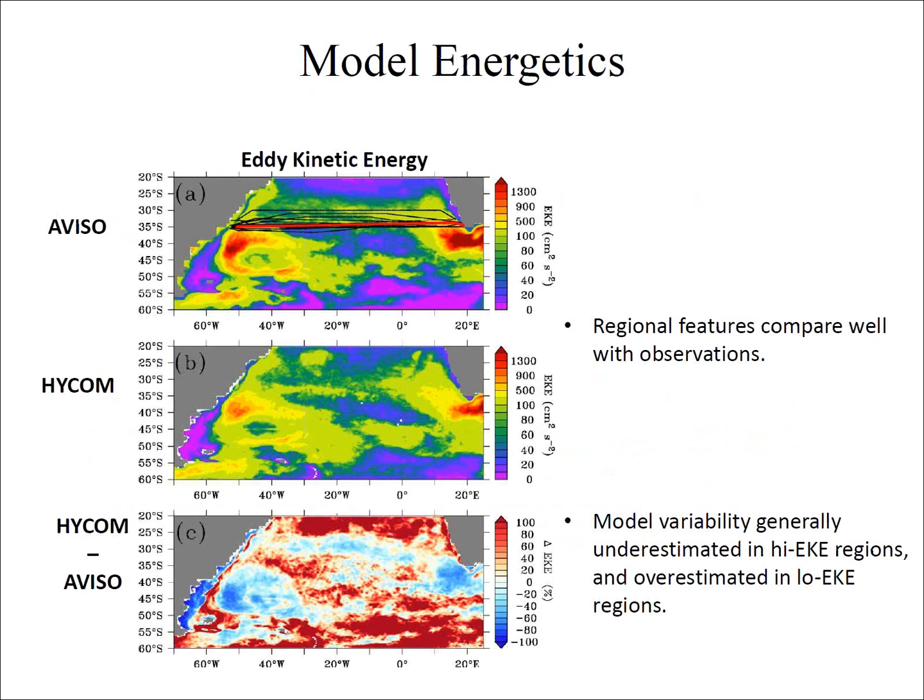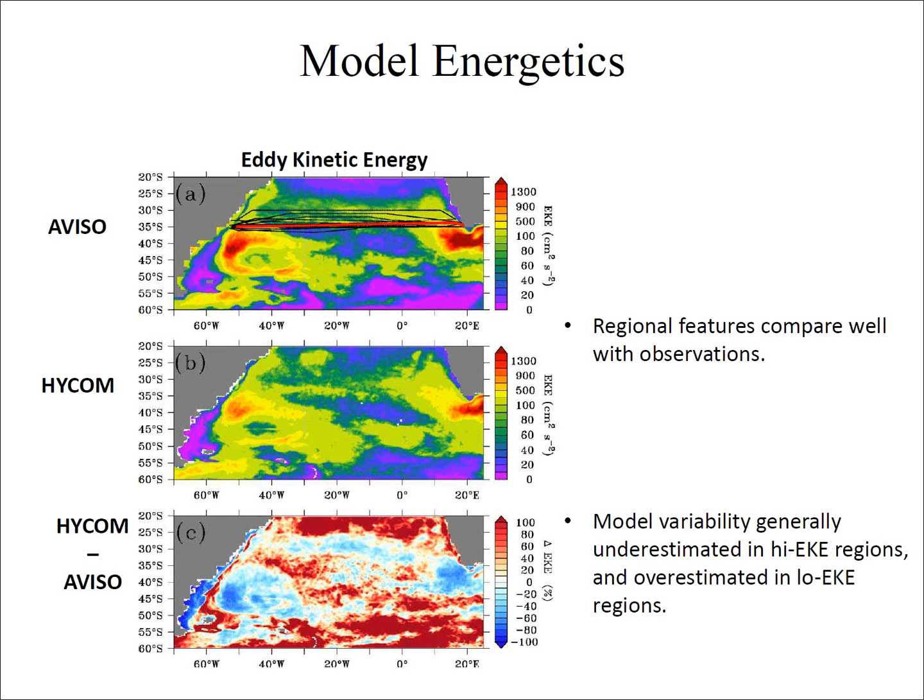So, a little bit of validation of the model. A good way to look at the model energy is just the eddy kinetic energy, compared, for example, to the AVISO data and sea level height variability. And this is the HYCOM and this is the AVISO. And this is where our transect is located.